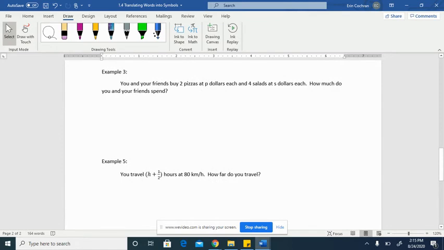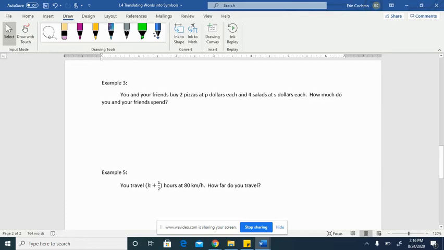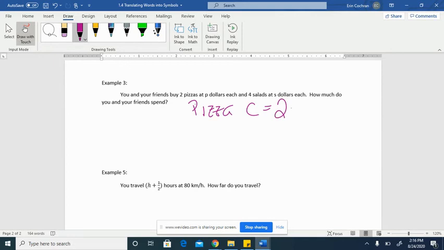Example 3. You and your friends buy 2 pizzas at P dollars each and 4 salads at S dollars each. How much do you and your friends spend? As we look at this, my pizza cost would be 2, because we bought 2 pizzas, times the cost of a pizza, which is P. So the cost of pizza would be 2 times P, whatever the actual price was.